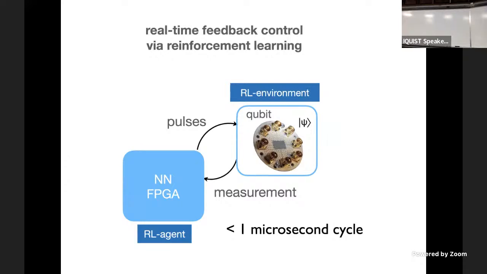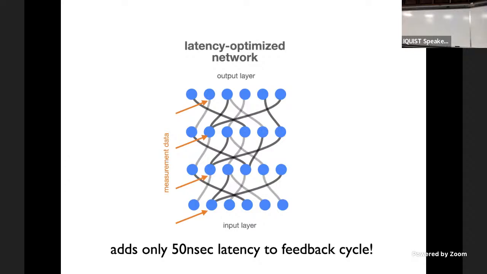We achieve a cycle time from observation to next action of less than a microsecond, which is really, really good because it's comparable to the coherence time of the qubit, so it makes sense. And as far as we know, it's also 100 times faster than any other reinforcement learning agent that is out there in experiments.